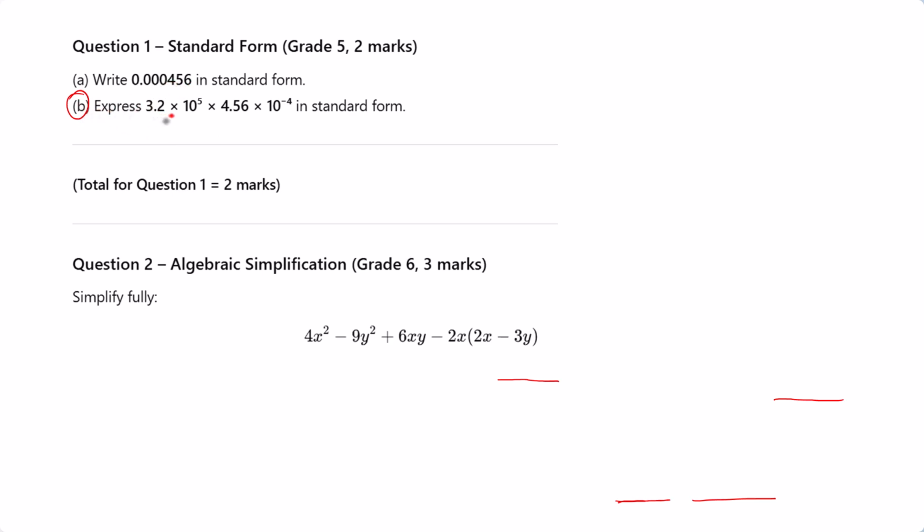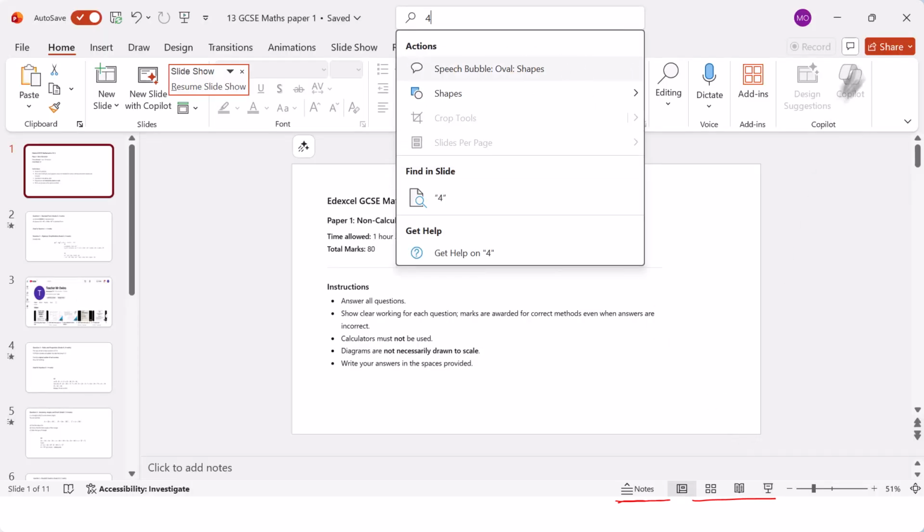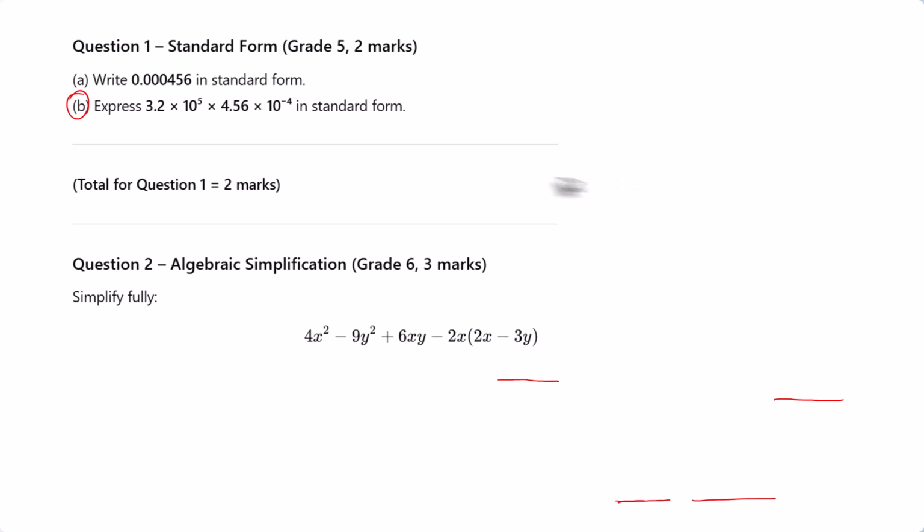Question B, this can come in paper 1, and they'll be expecting that you can multiply 4.56 by 32 without a calculator. They'll be expecting that, and then you put the decimal point back in. So let's do this. 2 times 6 is 12, carry 1. 2 times 5 is 10 plus 1 is 11, carry 1. And then 2 times 4 is 8 plus 1 is 9.